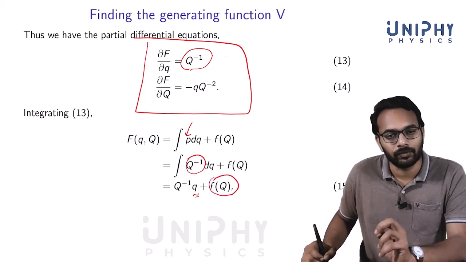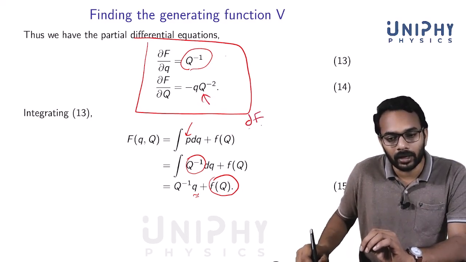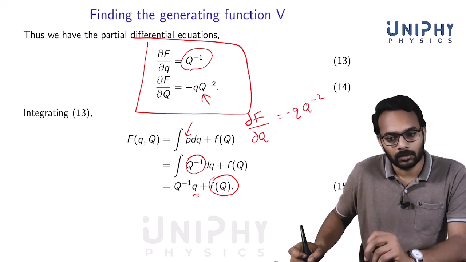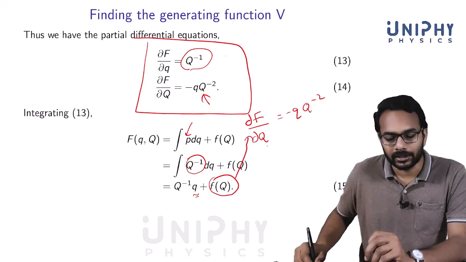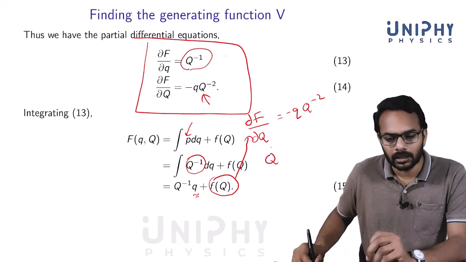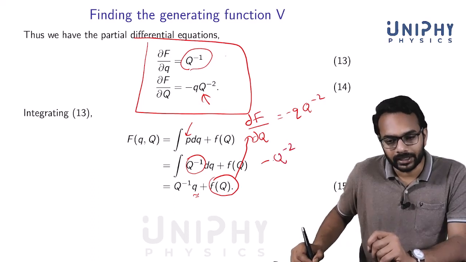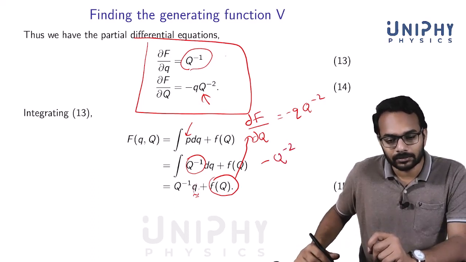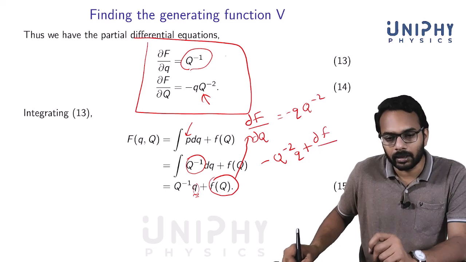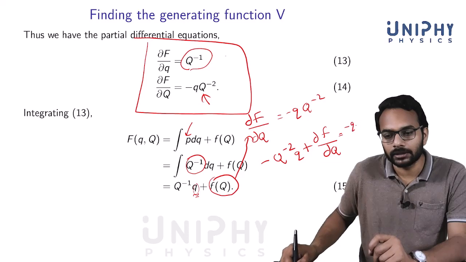Now the next step is to fix this f of capital Q. For that we use this equation. We demand that dou f by dou capital Q is equal to minus q raised to minus 2. So you plug this in here and you see that dou f by dou q, what's dou f by dou q? If we use this, it is minus q raised to minus 2, and this small q will remain there, plus dou small f by dou q, taking the derivative of this whole thing. This is equal to minus q raised to minus 2.